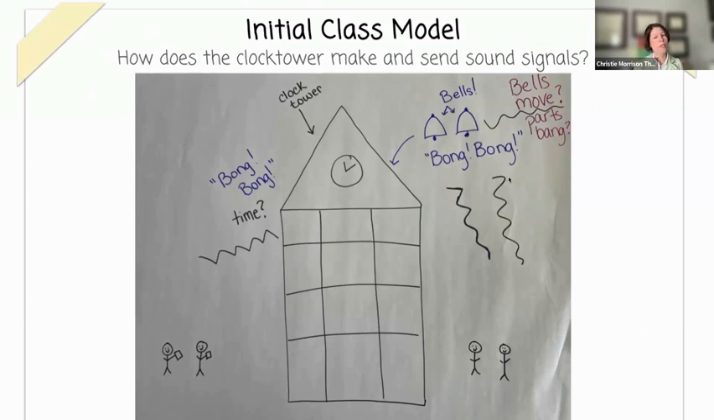We also capture our initial ideas about how the clock tower might make and send the sound signal, but we're not sure about those, so we use question marks in different colors. For example, we think maybe the bells are moving, or maybe there are parts banging into each other. We're not really sure yet. And we're also not really sure yet about how people hear the sound signal and if they have to be close by or if they can be far away.